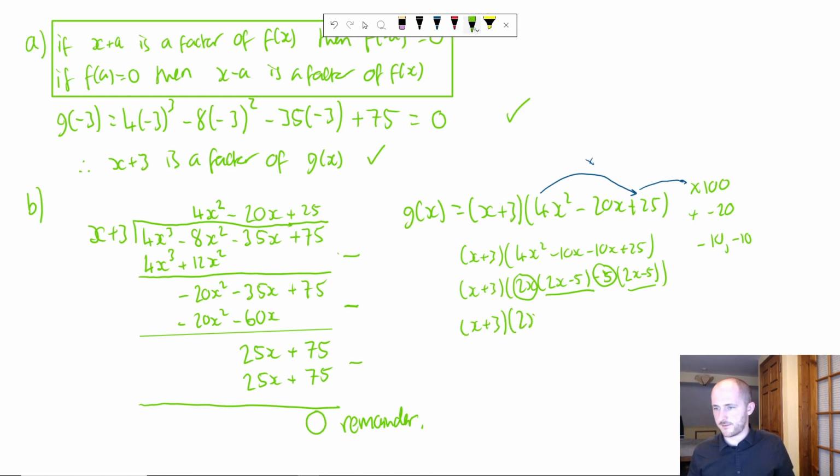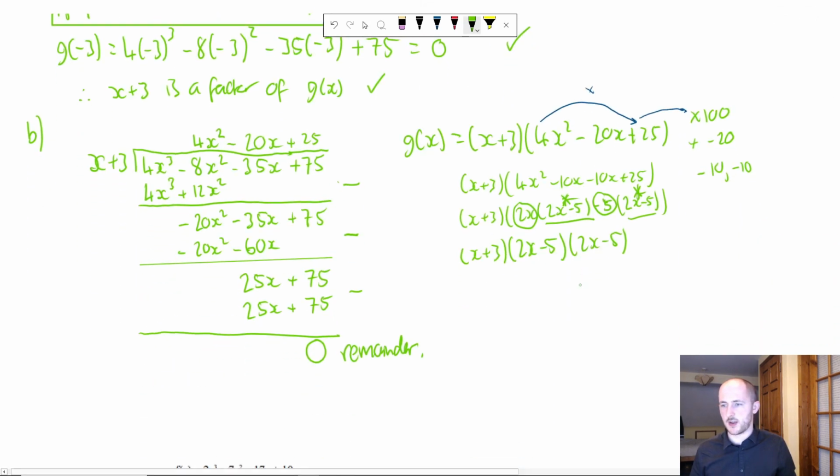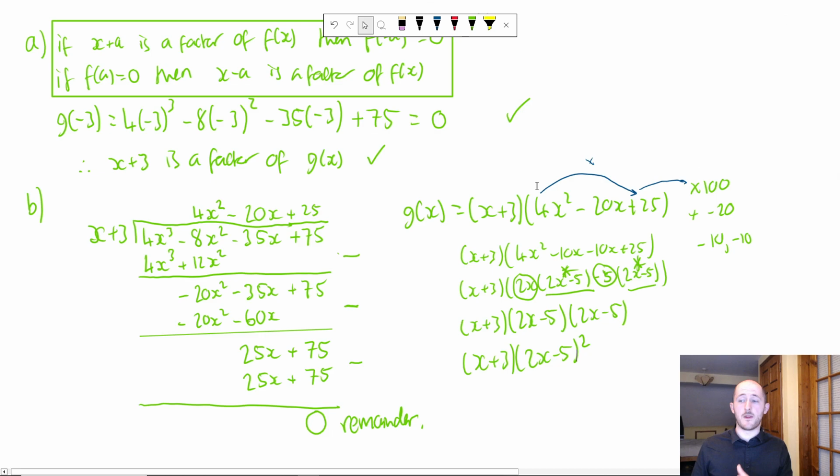So we have 2x minus 5 as our first bracket. And we have these two duplicate brackets as our other bracket, which is 2x minus 5. Now if we have a look at the actual answer, it says (ax + b) squared. So all we're going to do is, since they are duplicate brackets, we can just write that as (2x minus 5) squared.